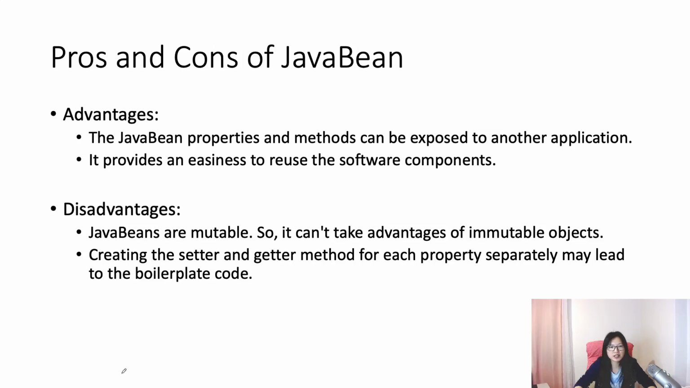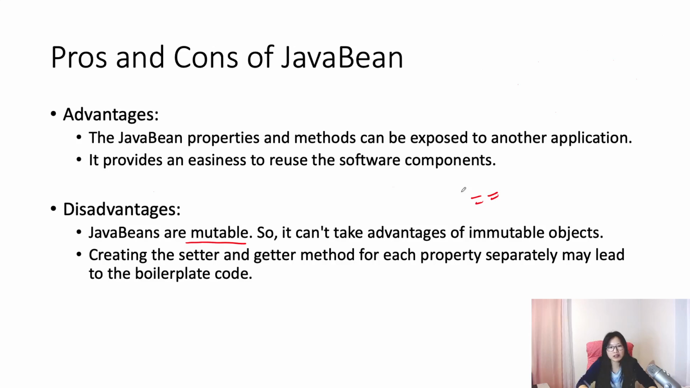The not-good part is that it is mutable, so it cannot take advantage of immutable objects. Immutable objects like String are immutable. For example, if we want to compare whether two objects are the same, for immutable objects we can just use the in-memory address with the equal sign to compare. But for mutable objects, it's not always the case. Probably you have to override equals and hashCode to compare each of the values, so it takes a little longer processing time.